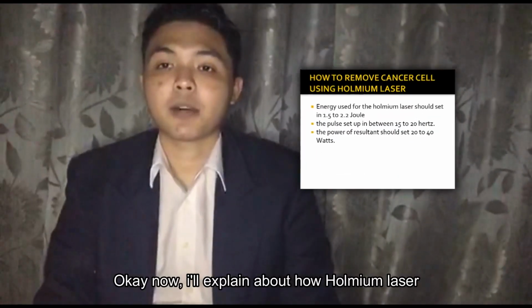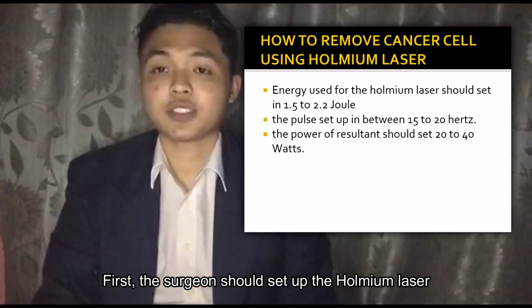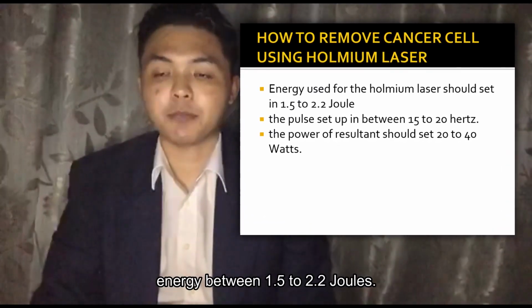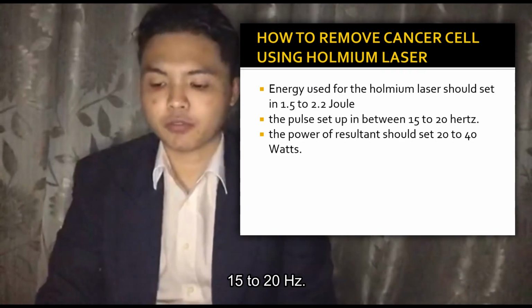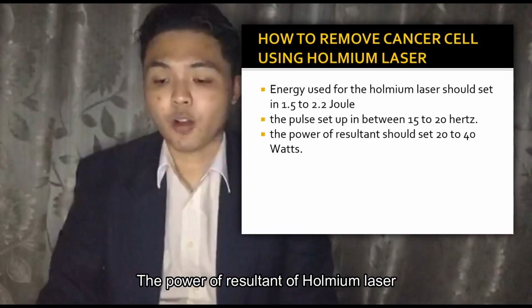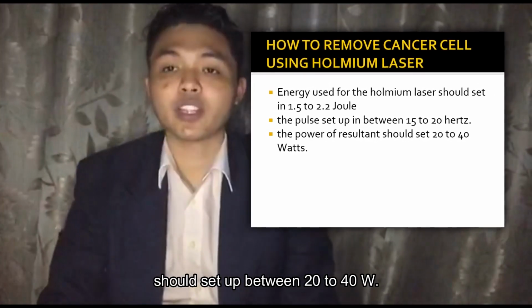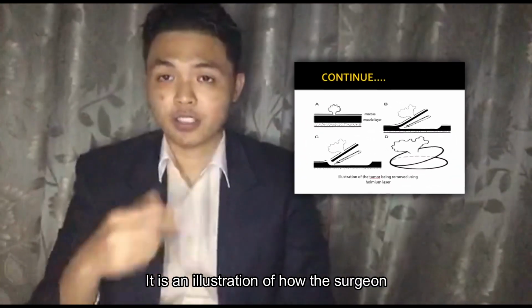Now I will explain how the holmium laser treats cancer cells. First, the surgeon should set the holmium laser energy between 1.5 to 2.2 joules, the pulse between 15 to 20 Hz, and the power of the resulting holmium laser between 20 to 40 watts. As you can see here, this is an illustration of how the surgeon removes the cancer cells.